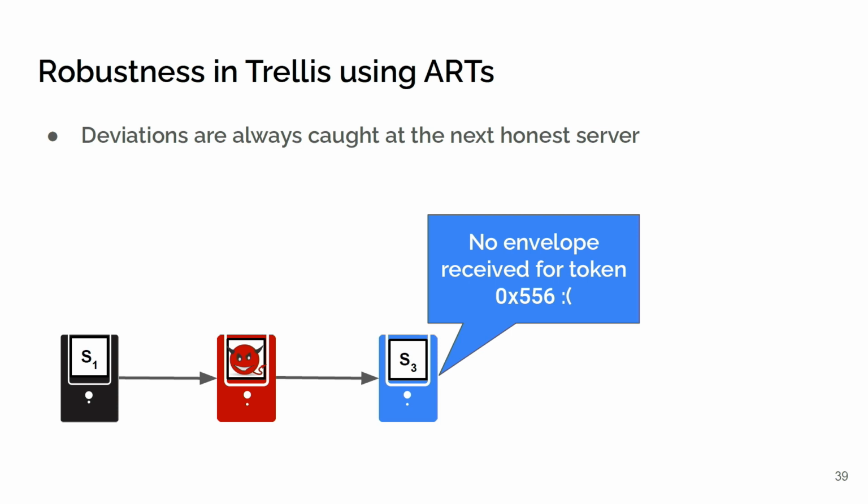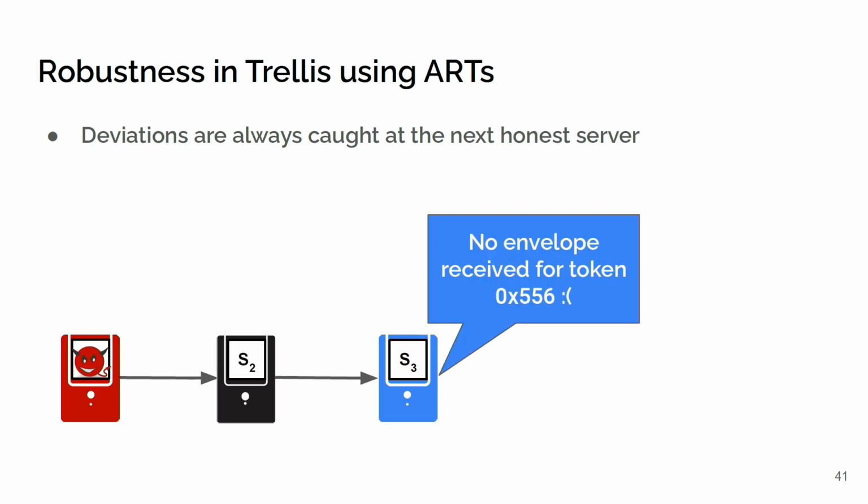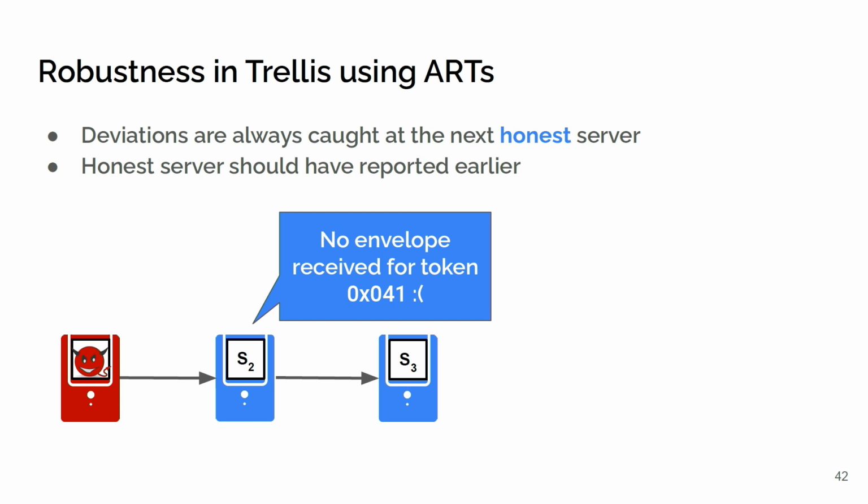The reason is that deviations are always going to be caught at the next honest server. So if this server in the middle drops it, then the next server says, I didn't get the envelope for the token. And so this server will blame the previous server. And you might ask, how do we know it is actually that server? So let's suppose it was actually the server that was 2 before it. What should have happened is, if the server in between was honest, it should have reported it earlier. So before server 2 sends any messages to server 3, it should send the error message.